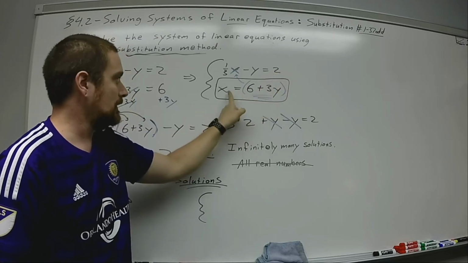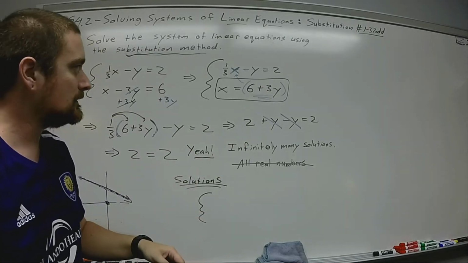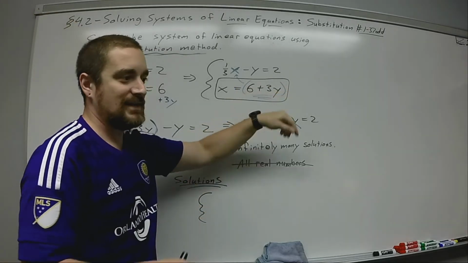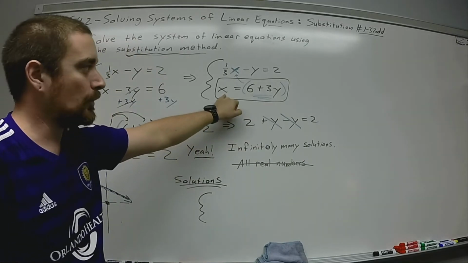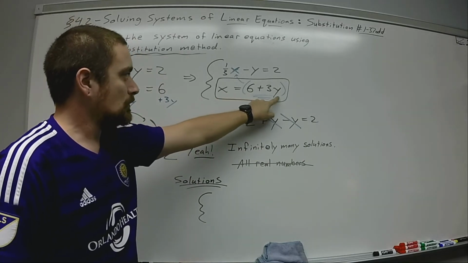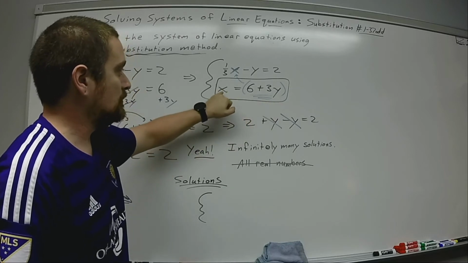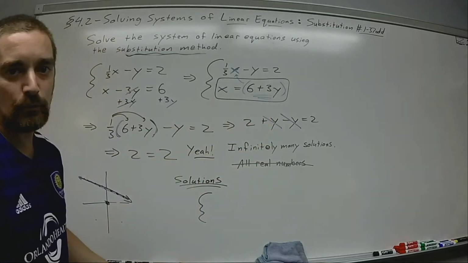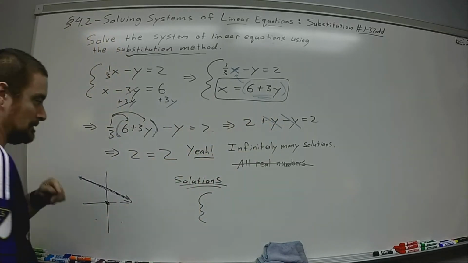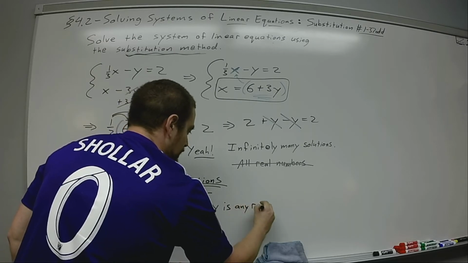If y is 1, x is 9. Right? So I can't just pick two random real numbers. I have to let one of them be any number I want, and it generates the other coordinate of the ordered pair. So go back to your substitution, and you can generate that missing value. In this case, x can be generated later based on me just choosing a random y. So I'm going to say that y is any real number.